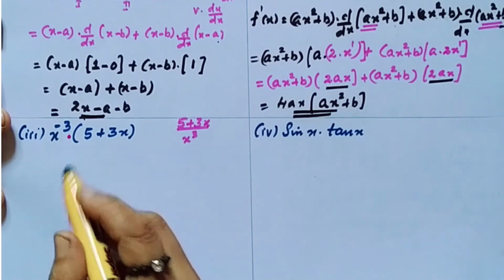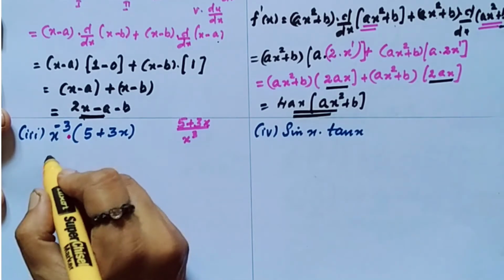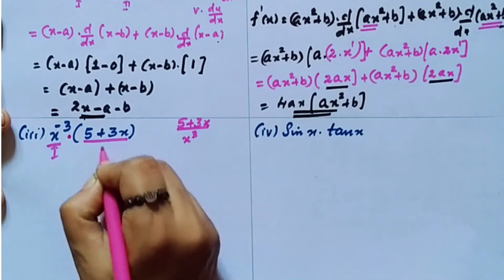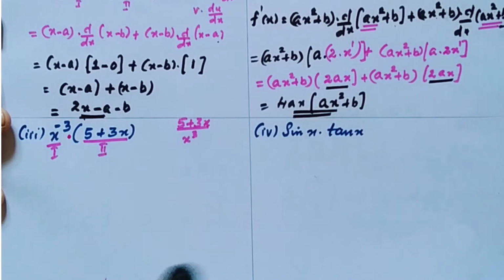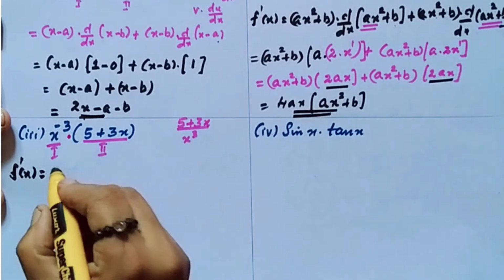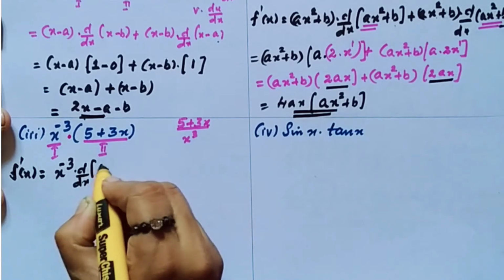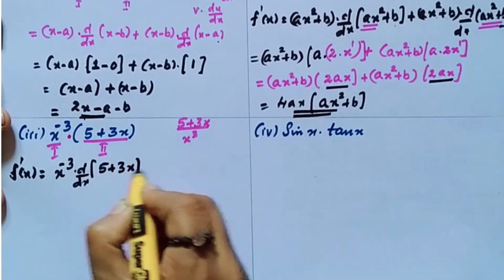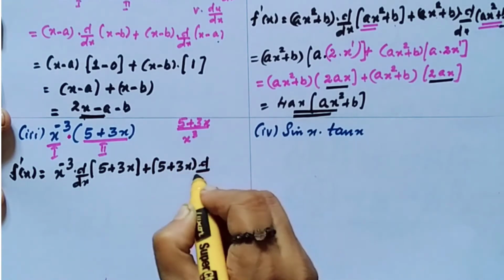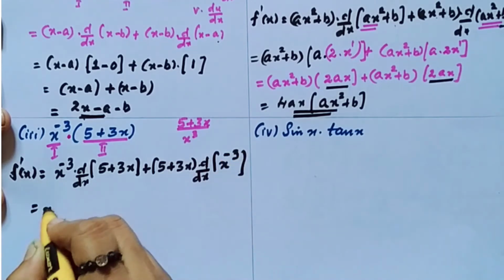So, x raised to minus 3 can be written as the first function, and 5 plus 3x can be thought of as the second function. Its derivative is f dash x equals, I am going to write directly, the first function into the derivative of the second, which is 5 plus 3x, plus the second function into the derivative of the first, which is x raised to minus 3.